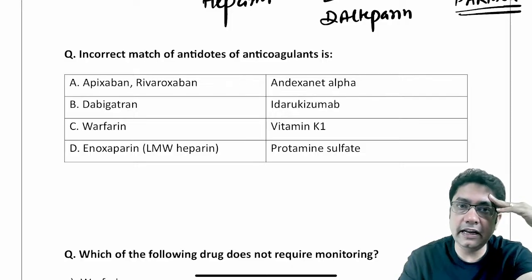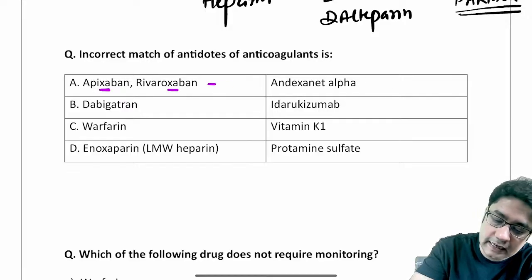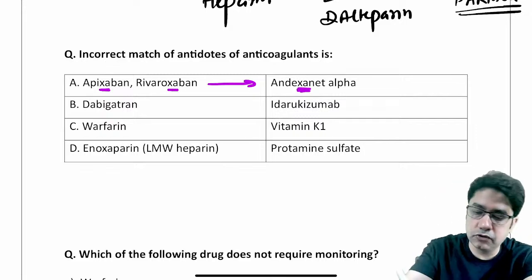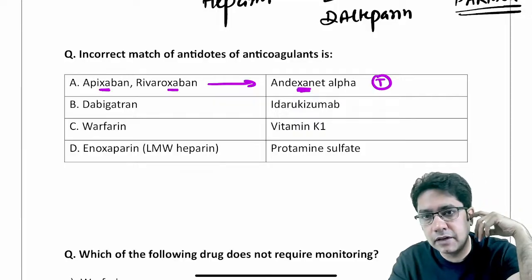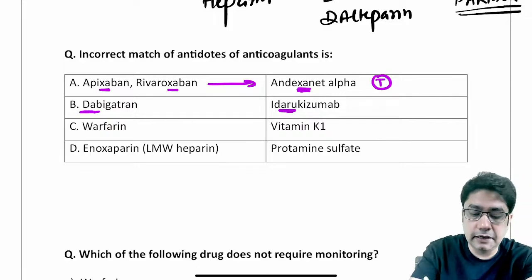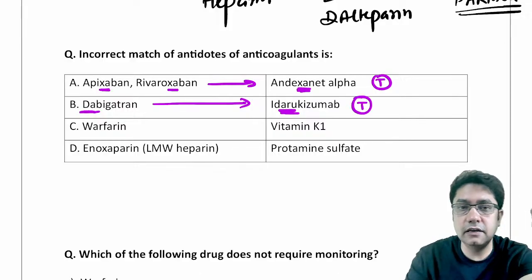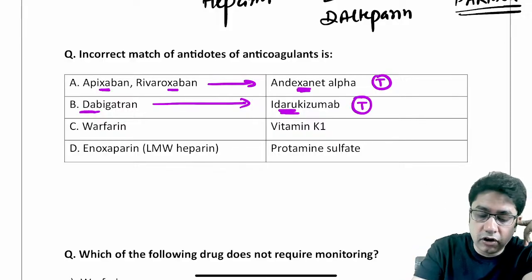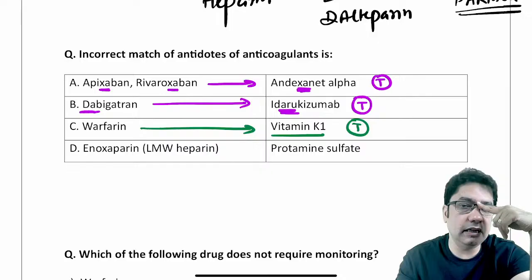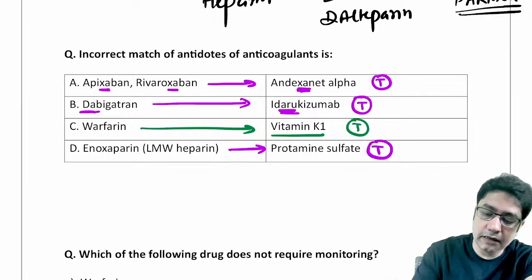Match regarding the antidote of anticoagulant. Apixaban, rivaroxaban, their antidote is andexanet alfa. Xa means it is clotting factor 10 which is given from outside. The antidote is andexanet alfa to stop bleeding. Dabigatran, its antidote is idarucizumab, an antibody against dabigatran. For warfarin, yes, we give vitamin K, true, because warfarin inhibits vitamin K dependent enzyme. And for enoxaparin, again, the true statement is protamine sulfate.